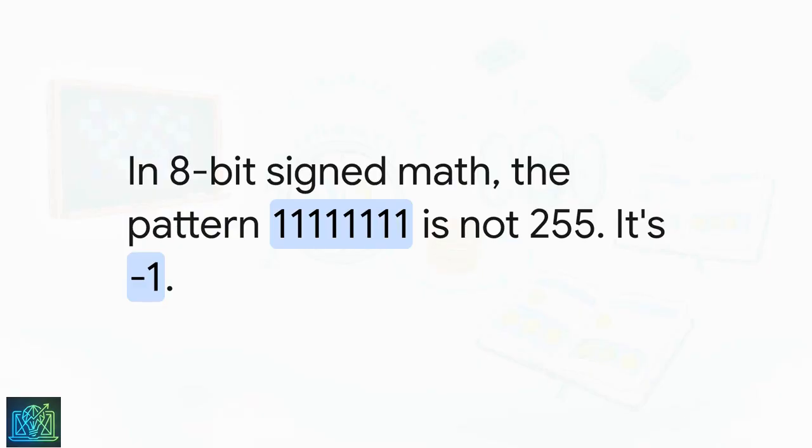Just look at this. A string of 8 ones. All the lights are on. To a computer, this means -1. I know, it looks like a glitch in the Matrix, doesn't it? But trust me, by the end of our little journey today, you'll see this isn't a bug, it's a feature of pure genius. And I can't wait to show you how it works.